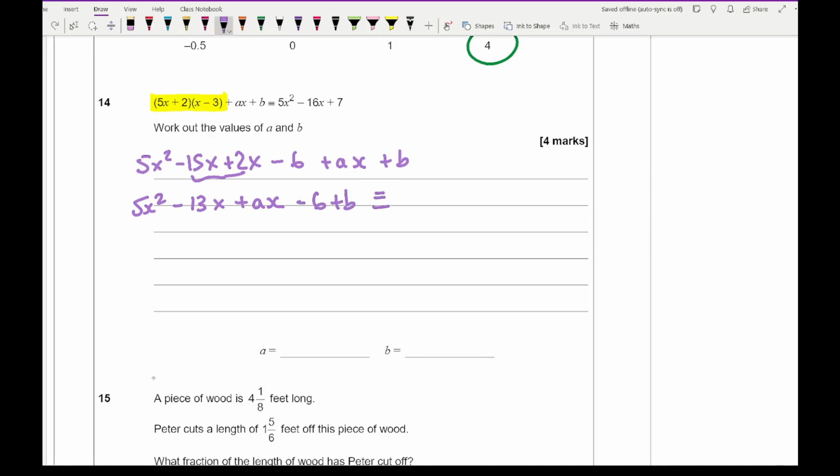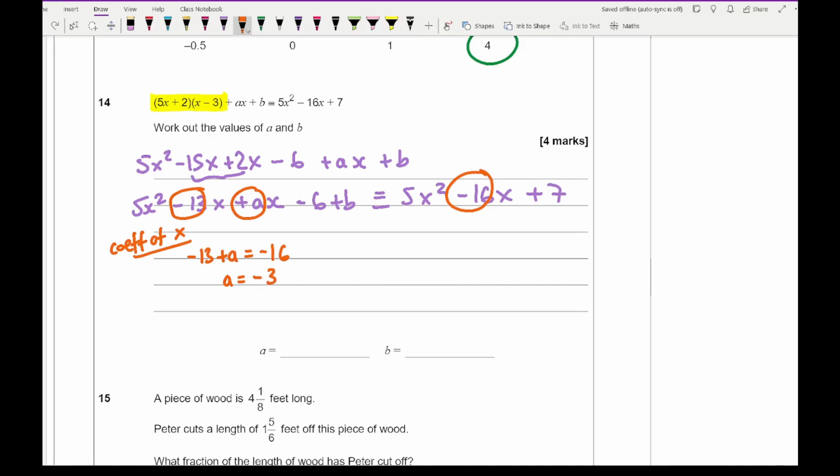Now that I've got rid of the brackets and I've simplified the left hand side, I can now write down the right hand side. So I've got 5x squared minus 16x plus 7. Now comparing the coefficients, so if I just write the coefficients of x, well, on this side I've got minus 13 plus a, and on the right hand side I've got minus 16. So therefore a equals minus 3.